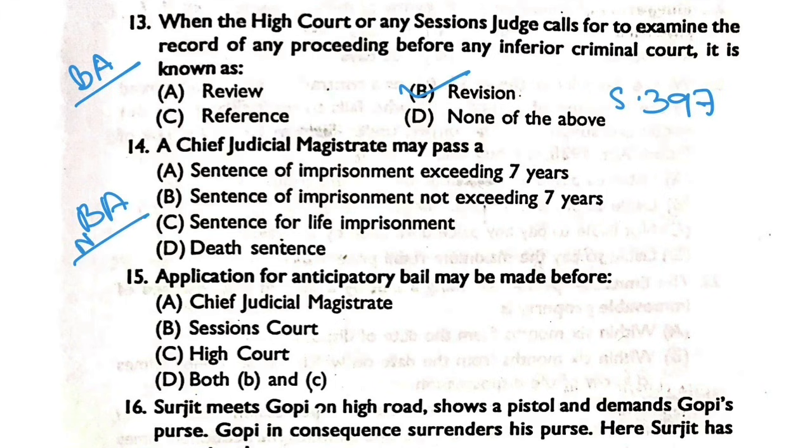Question 14 says, a chief judicial magistrate may pass a sentence. Now this is the period of the sentence. And the answer to this is B, sentence of imprisonment not exceeding 7 years. This is given in section 29(1) of the CrPC. Again, one of the bare act based number questions. So you've done the bare act, you should know them.